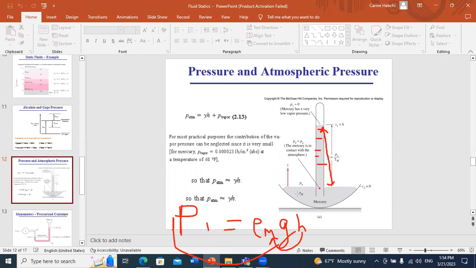But if you have water and mercury at the same time, then you should see where is water and where is mercury to be able to do the analysis. I will take other examples to see what I mean.